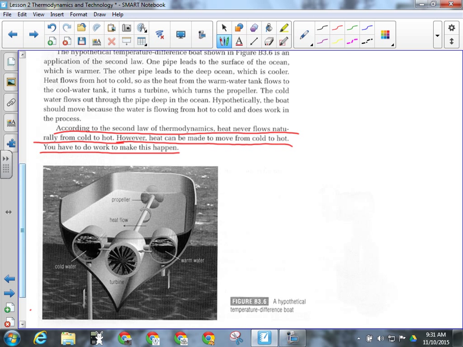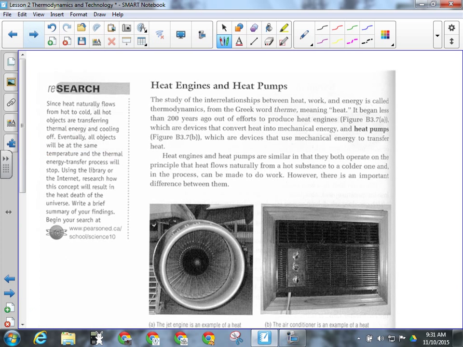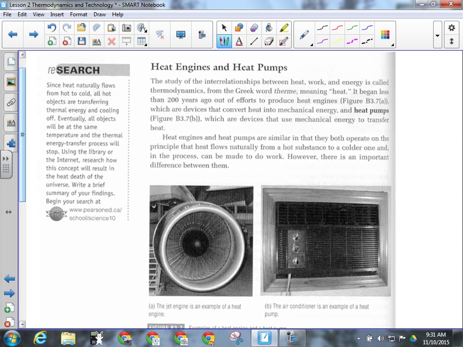If you turn the page over. Heat engines and heat pumps. So your air conditioner is an example of a heat pump. The jet engine is an example of a heat engine.